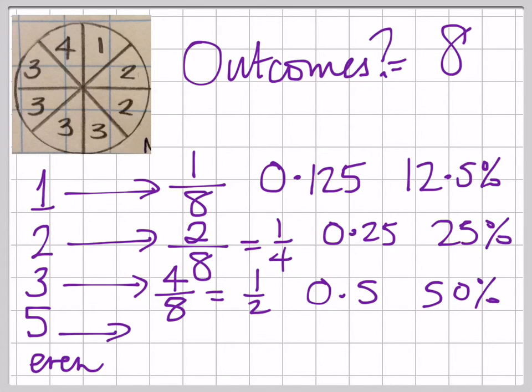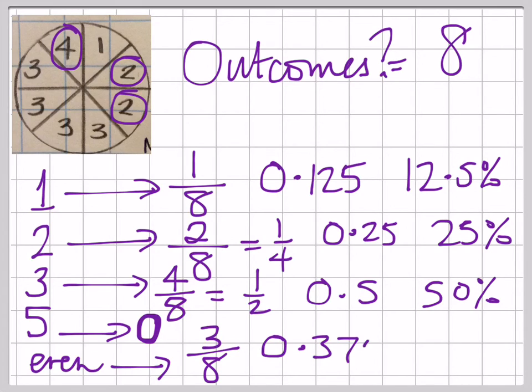Sometimes, again, you get those crazy ones. What's the chance of a 5 coming up? Absolutely 0, because a 5 doesn't appear on that spinner. Sometimes you have to combine the outcomes that are there. So if you're asked what's the outcome of an even number coming up, well, this is even, that's even, and that's even. So out of our 8 outcomes, 3 of them are even. If you turn that into a decimal, you would get 0.375 or 37.5%.